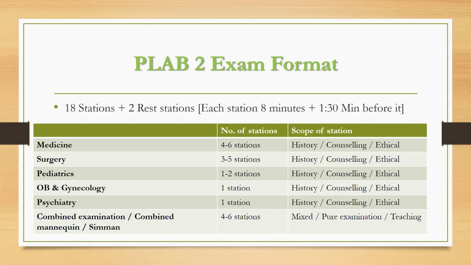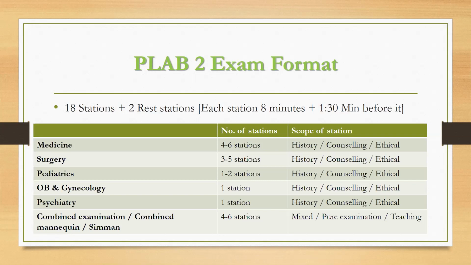In this table, you will see the topics, the number of stations, and the scope of the station, or what could be covered in the station. Just to let you know, the number of stations is not an accurate number, it's just an approximate number. It could vary. However, it will give us an idea about how the cases and the stations are distributed over the topics.